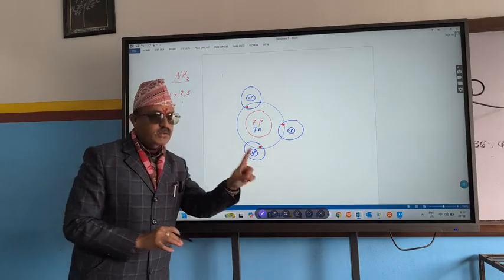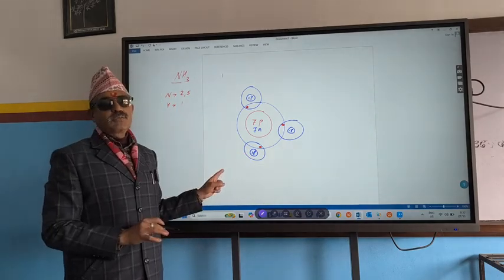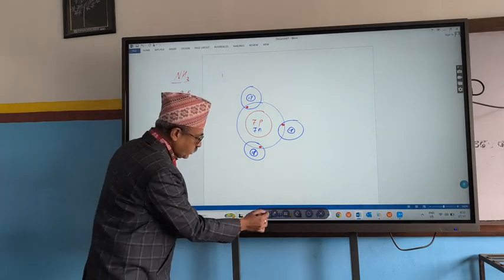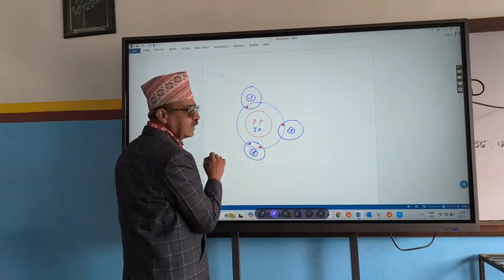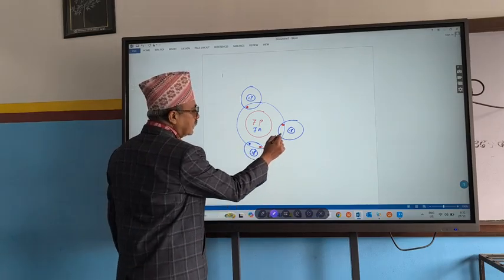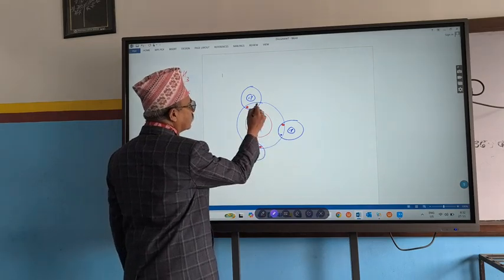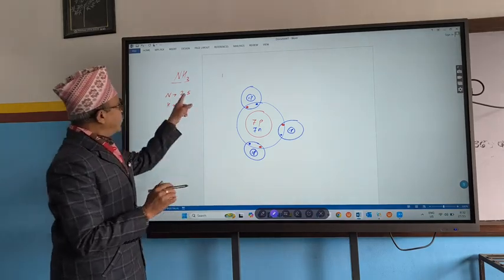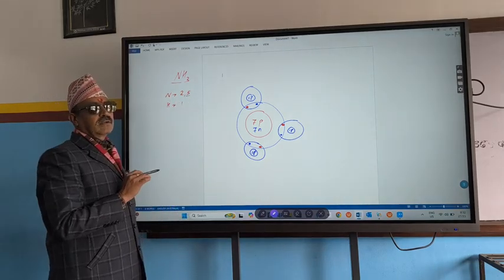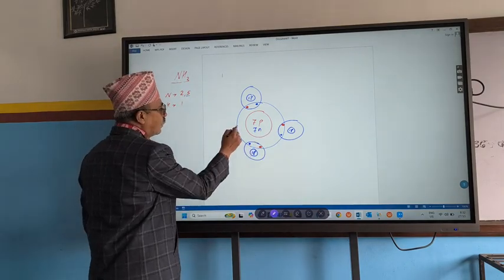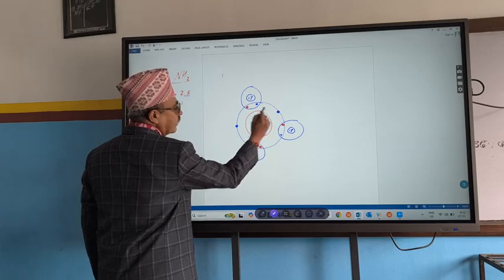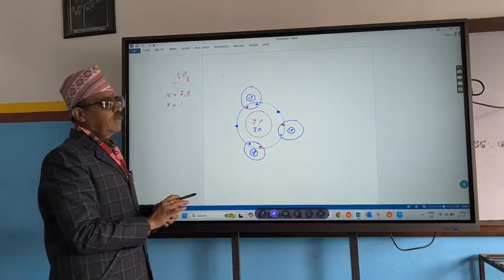If hydrogen is contributing 1 electron, nitrogen also must contribute 1, right? If so, this is the electron of nitrogen, electron of nitrogen, electron of nitrogen, right? In nitrogen, how many valence electrons are there? 5. 1, 2, 3 done, right? One more is 4, one more is 5. Is it okay? Now let's check.